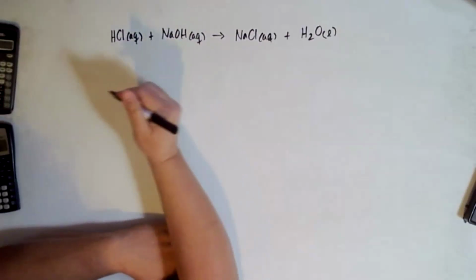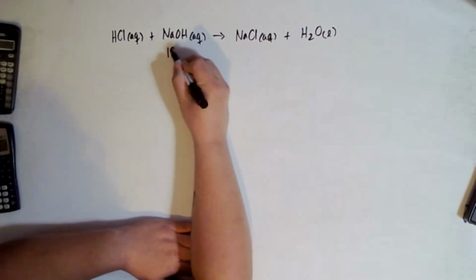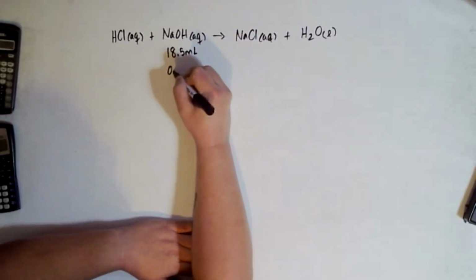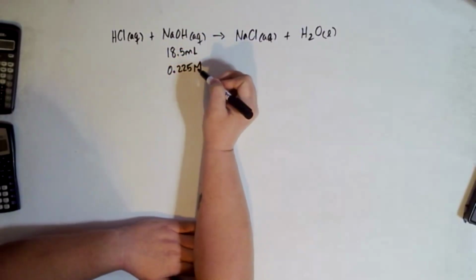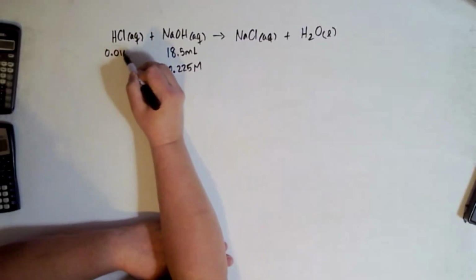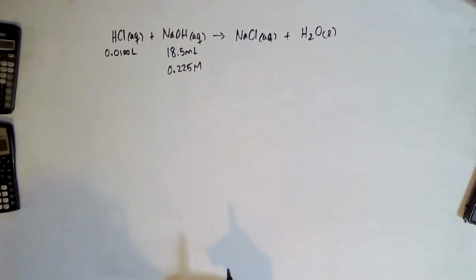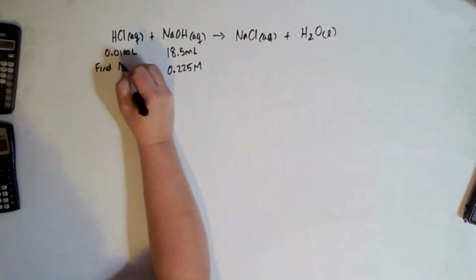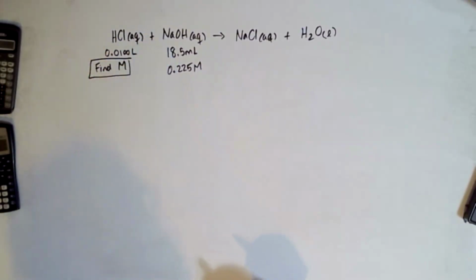They're telling us that we added 18.5 milliliters of 0.225 molar sodium hydroxide to neutralize 0.0100 liters of HCl. Okay, and our goal is to find capital M, find the molarity of our HCl.